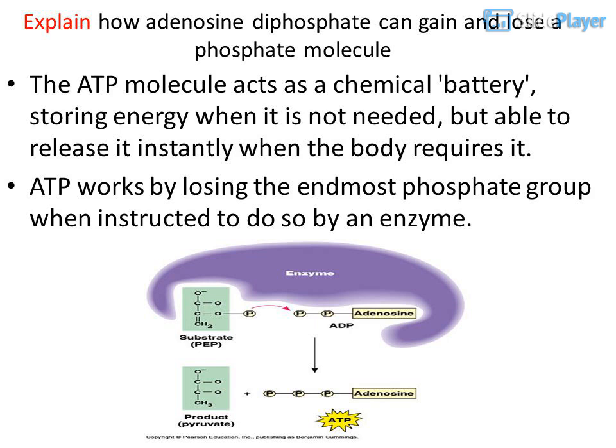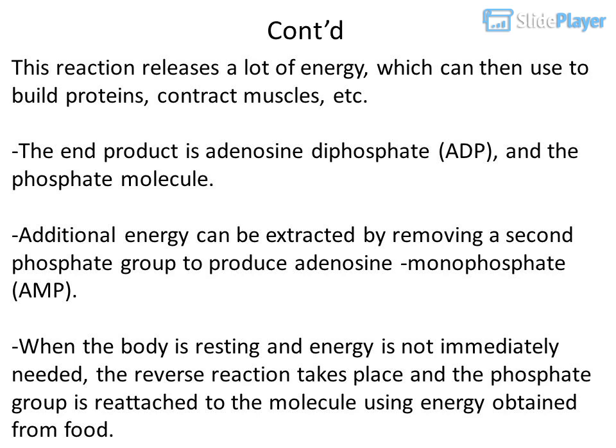The ATP molecule acts as a chemical battery, storing energy when it is not needed, but able to release it instantly when the body requires it. ATP works by losing the endmost phosphate group when instructed to do so by an enzyme. This reaction releases a lot of energy, which can then be used to build proteins, contract muscles, etc.